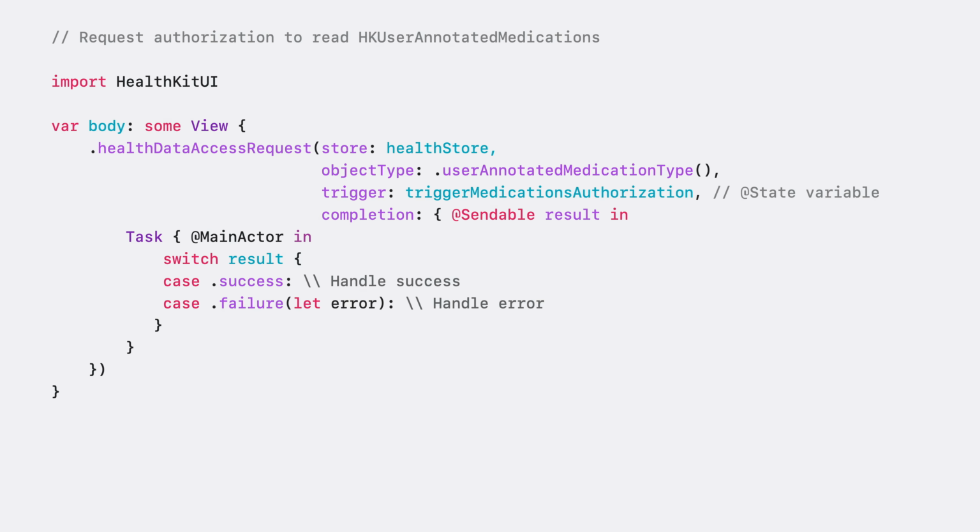My app uses the HealthKit per-object authorization API to request read access for medications data. Since medications are objects, not samples, this request is embedded in a SwiftUI view. Then I configured my request with a health store and a new object type, HKUserAnnotatedMedicationType. I also used a state variable to indicate when the authorization prompt should be triggered.